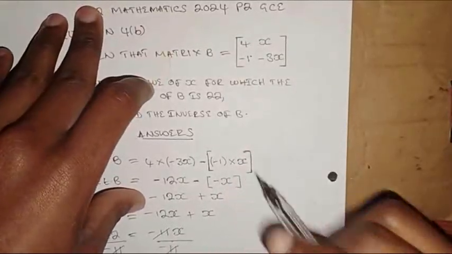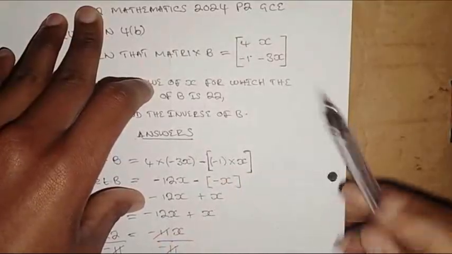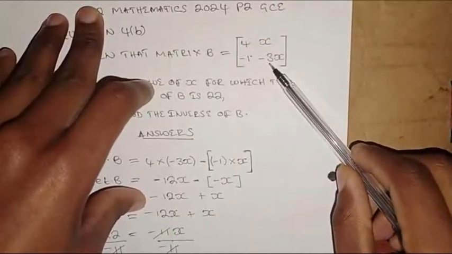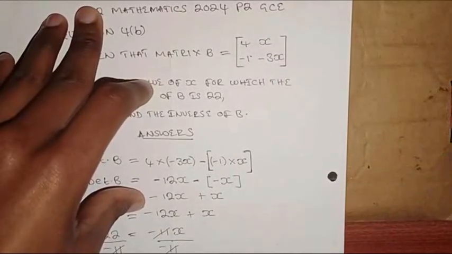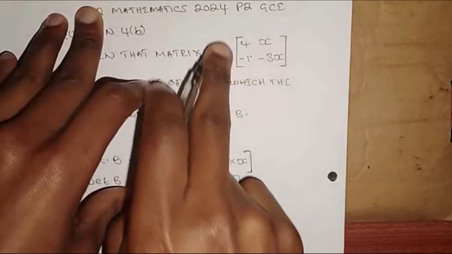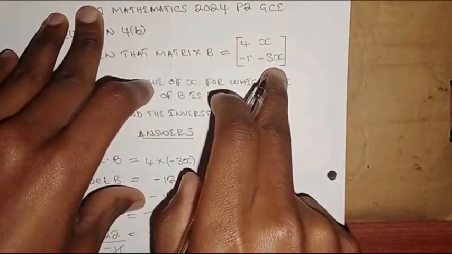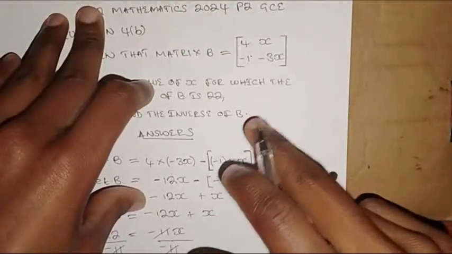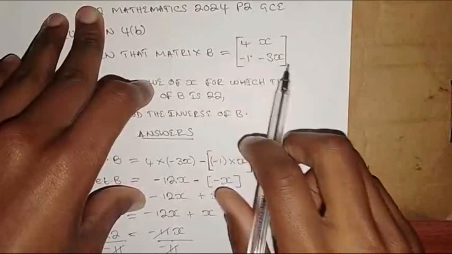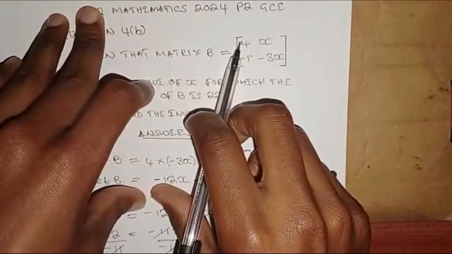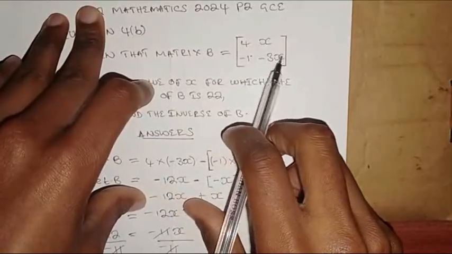So adjoint simply means that in the leading diagonal, as you can see, these elements that I've covered here, 4 and the negative 3x, are what we call elements in the leading diagonal. From the first element to the last element, those are elements in the leading diagonal. So what that simply means is that elements in the leading diagonals, we interchange them. So here where there is a 4, positive 4, we put negative 3x.